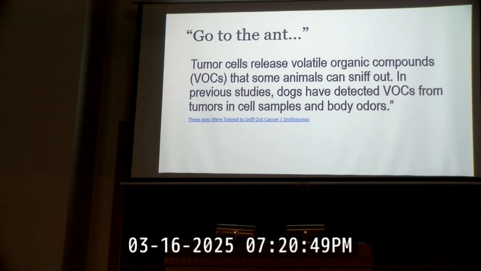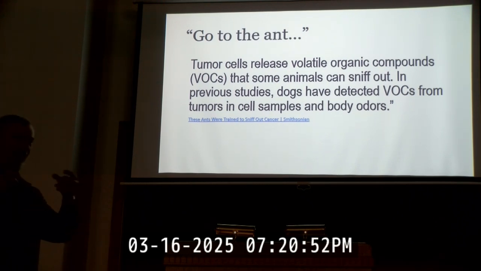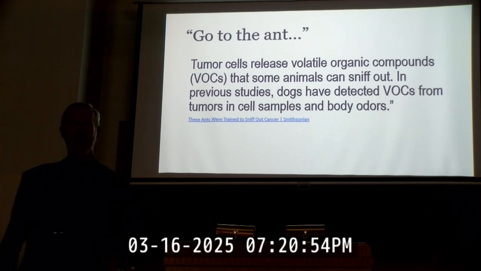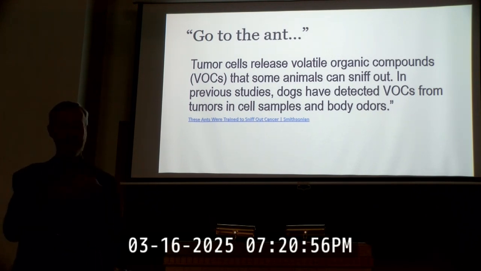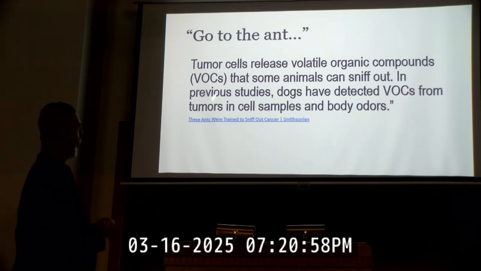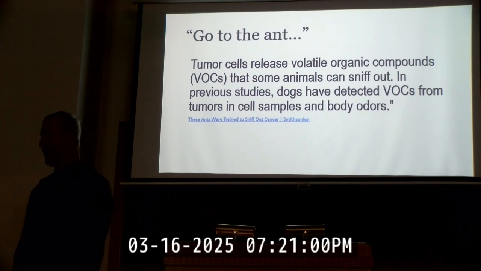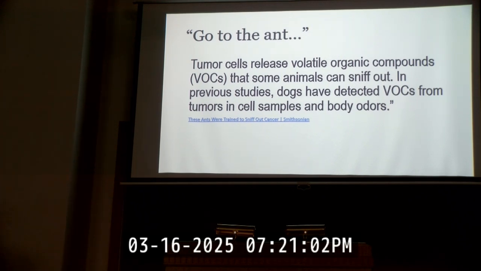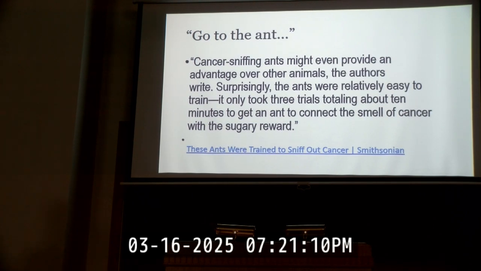They take this little tube of ants and they take a urine sample, and if there are VOCs, these tumor chemicals released in that urine, the ants will identify that, and then the doctors can say, we need to do a full body scan, we need to do a CAT scan or an MRI. So cancer sniffing ants might even provide an advantage.